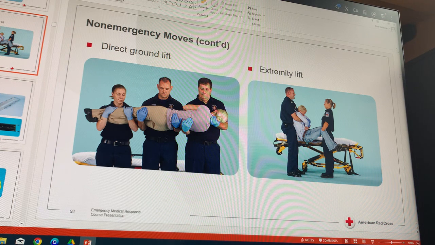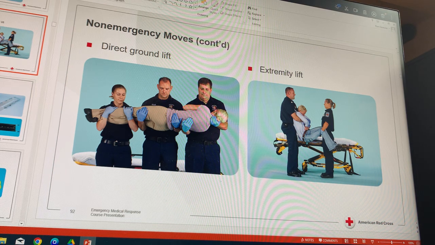Okay, more non-emergency moves continued. We're going to discuss the direct ground lift. The direct ground lift requires at least 3 responders. The 3 responders line up on the side of the patient and kneel close to the patient. The patient should cross arms over the chest.